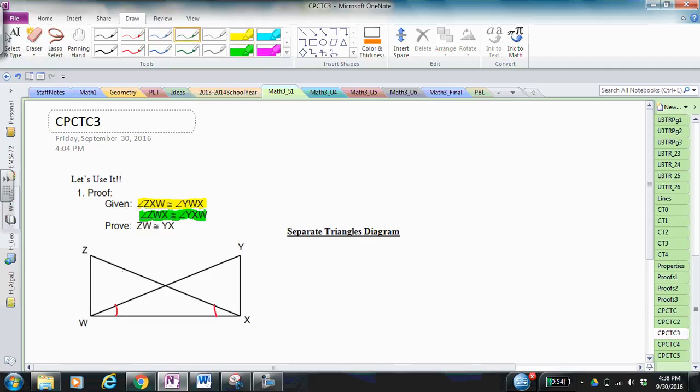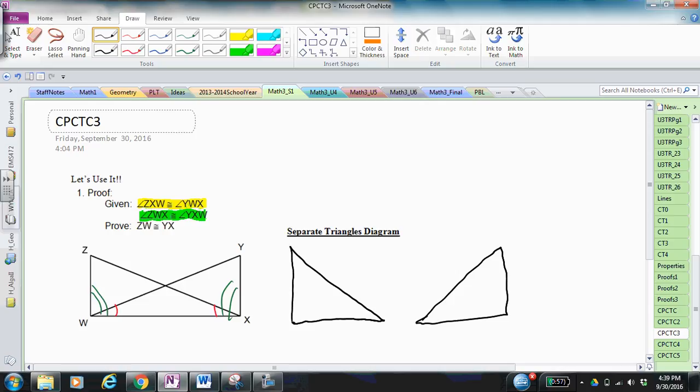So ZWX, that's this big angle, is congruent to YXW, also this big angle. And that's a little hard to visualize for me because I have these overlapping triangles. So anytime I have overlapping triangles like this, I always want to draw it out as two separate triangles. And you should always do the same thing. That would be my recommendation to you.